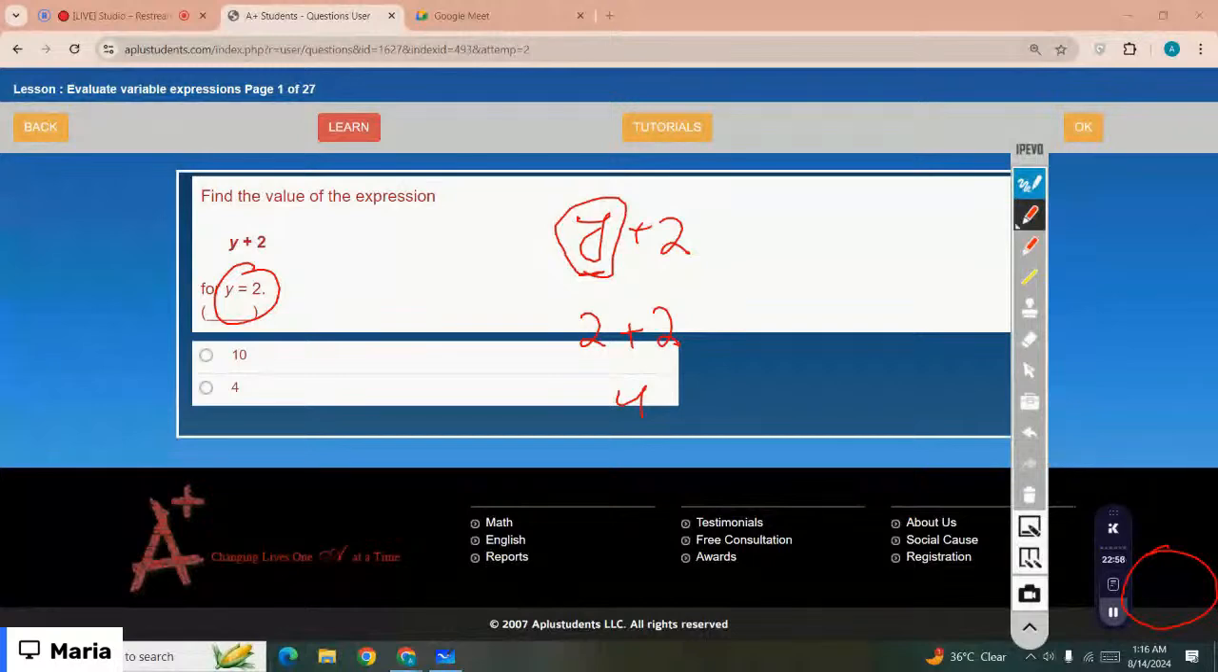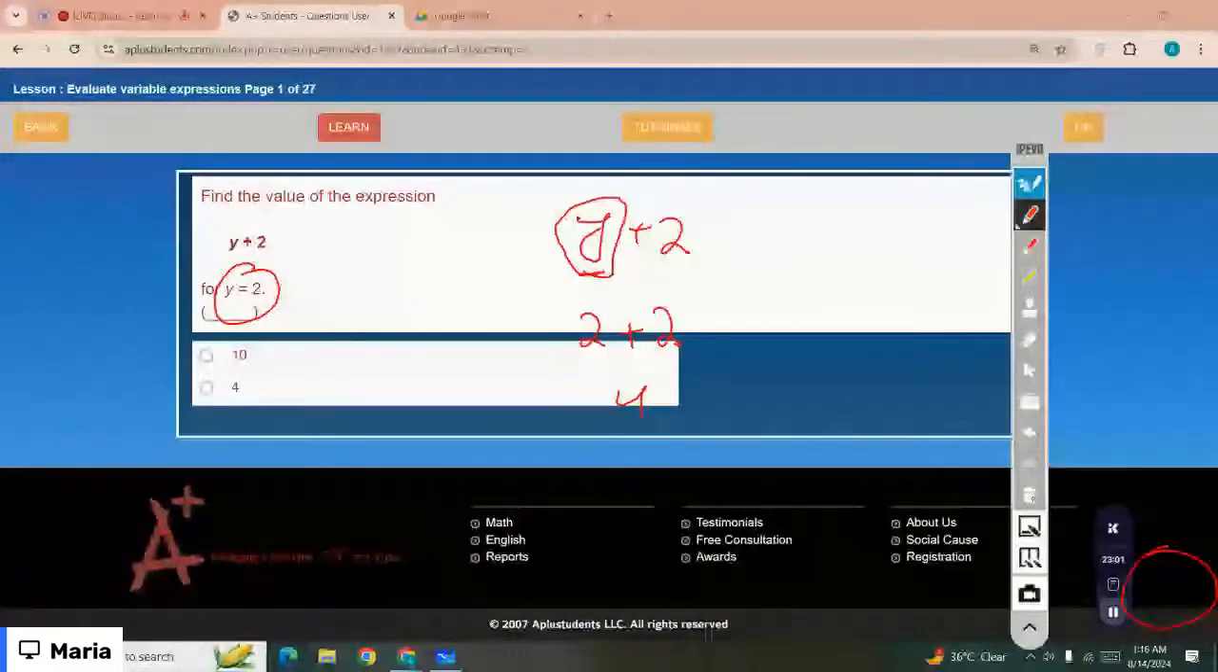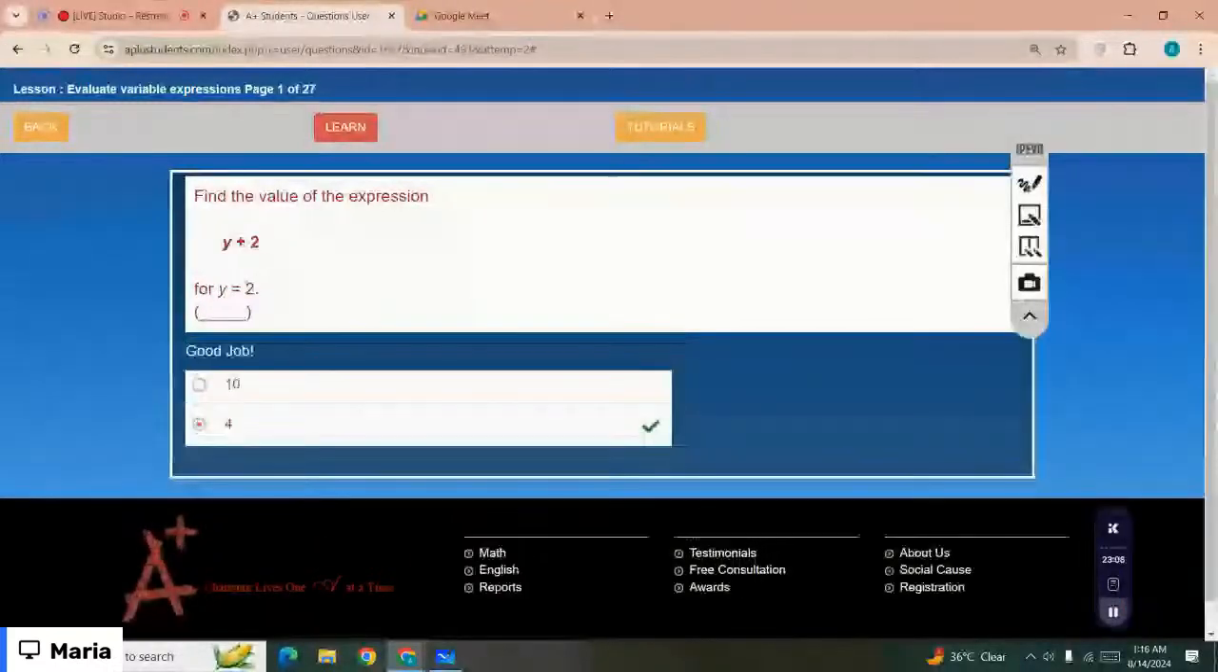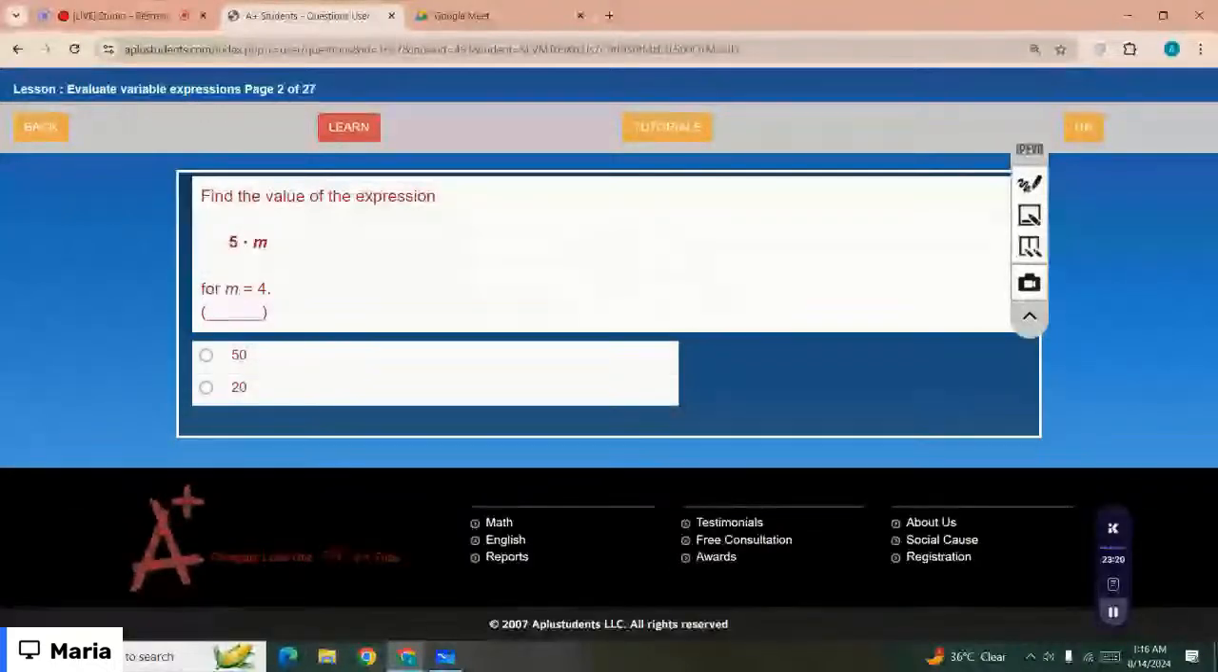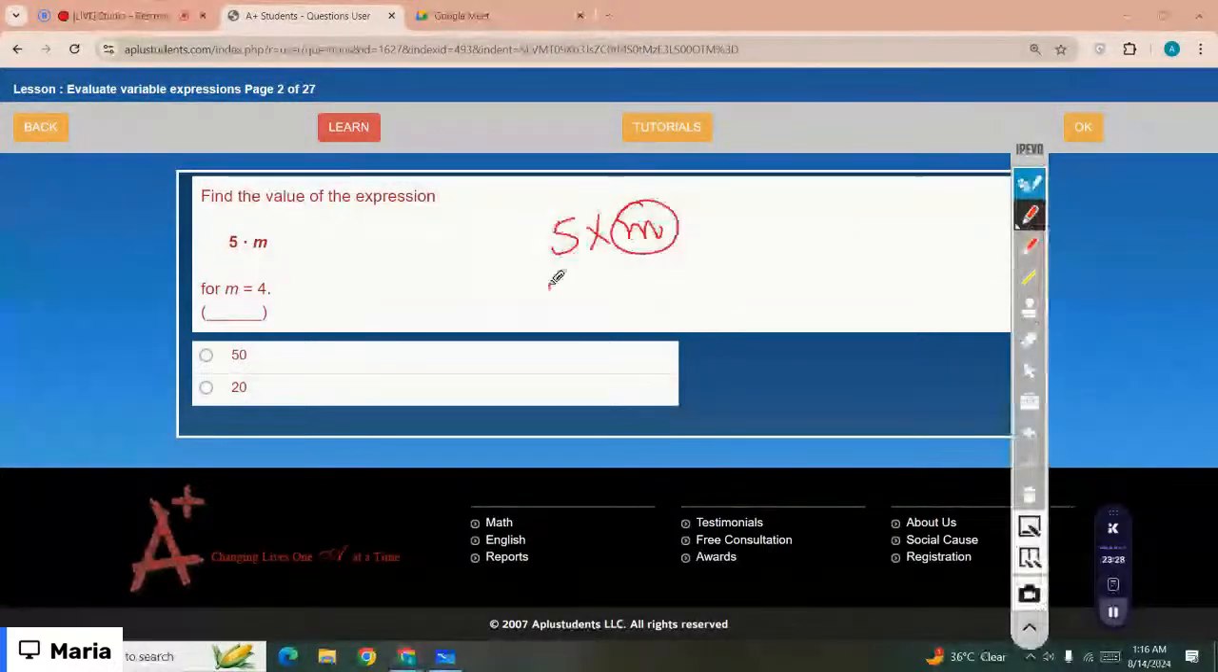So the correct option is 4. Option number 2 is the correct option. Find the value of the expression. You have 5 times m, and you have to evaluate it for m equals 4. So simply replace m with the value, right? The correct option is 5 times 4, that is 20. So that means the correct option is option number 2.